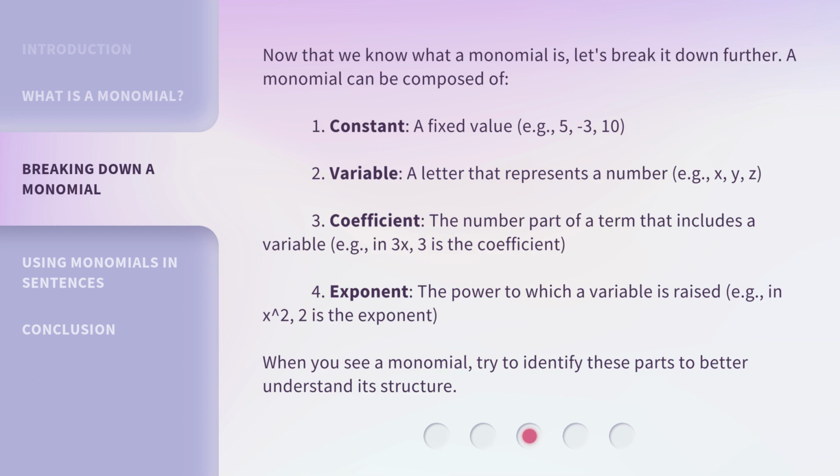3. Coefficient, the number part of a term that includes a variable, e.g., in 3x, 3 is the coefficient. 4. Exponent, the power to which a variable is raised, e.g., in x², 2 is the exponent. When you see a monomial, try to identify these parts to better understand its structure.